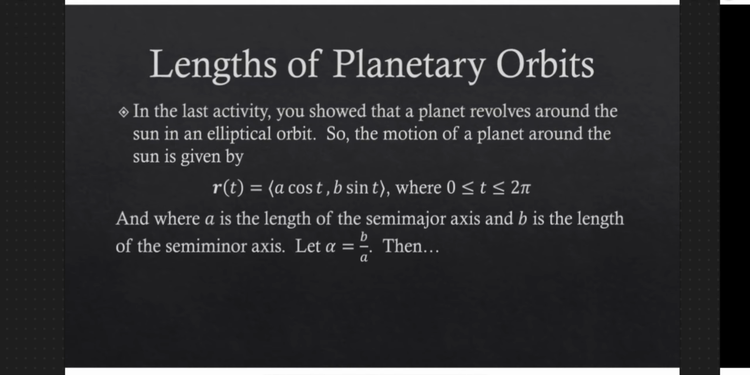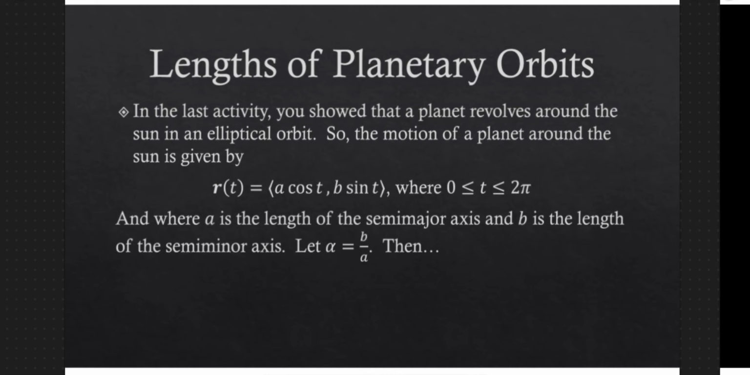Hello, and welcome back. In this video, we will be applying the arc length formula to planetary objects. In particular, we're going to be working out a formula or a way of computing how far a planet actually travels when it makes one revolution about the sun.